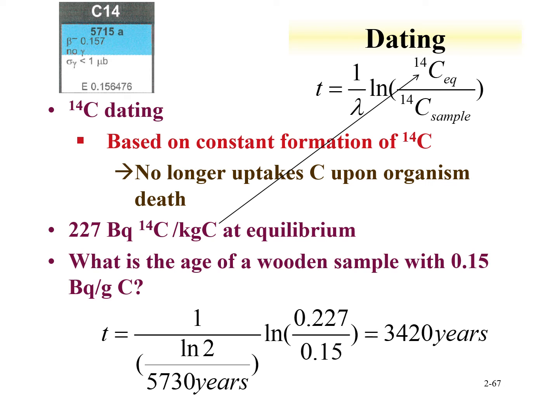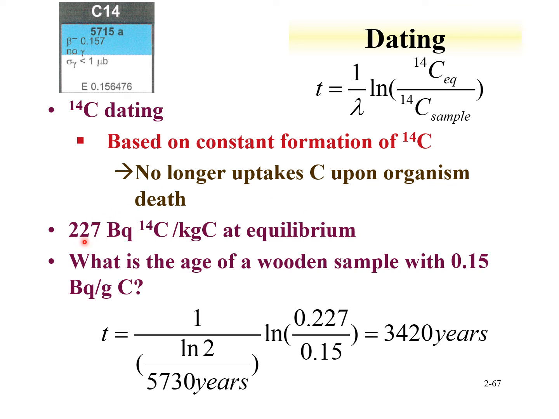If I know the amount of carbon-14 in a certain amount of carbon at equilibrium at time 0, and I see how much carbon-14 there is per unit mass of carbon at the current time, one could measure the sample age.